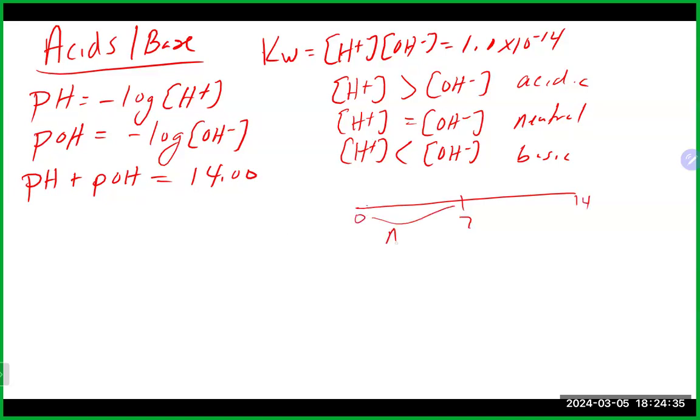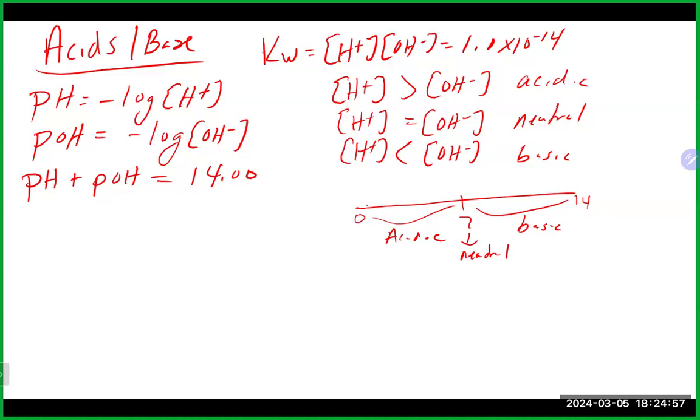Less than 7 is acidic. Above 7 is basic. And 7 is going to be our neutral in that case. Remember that there is only one answer, as we talked about, for the question of is it acidic, basic, or neutral? And most people have that pH scale in their head, so that's probably what you should always look at.